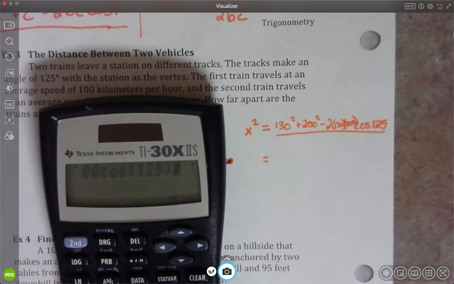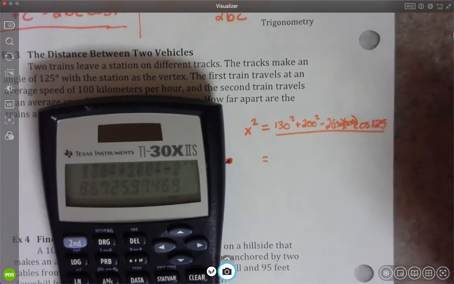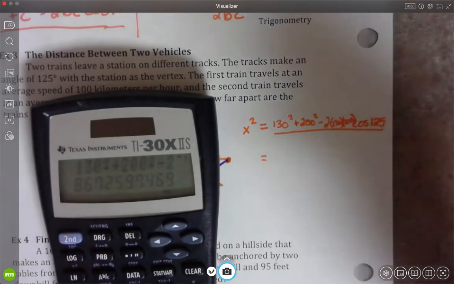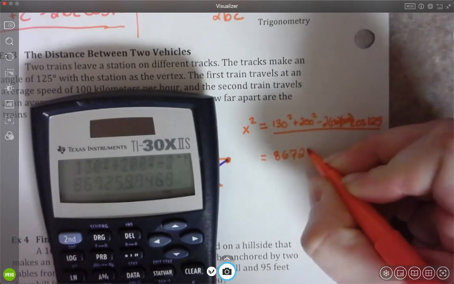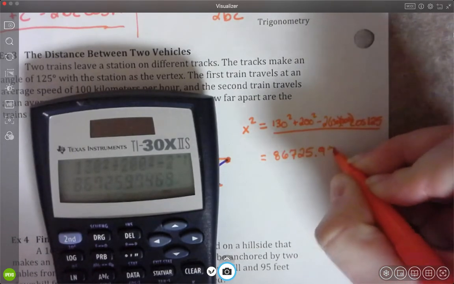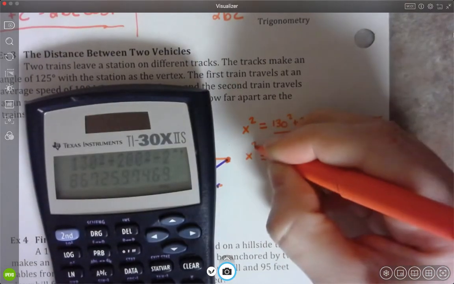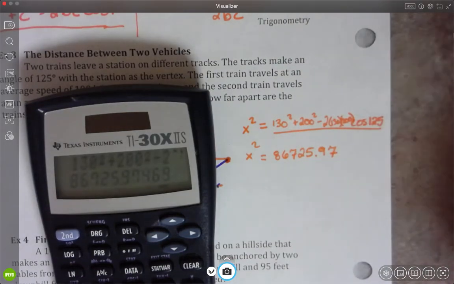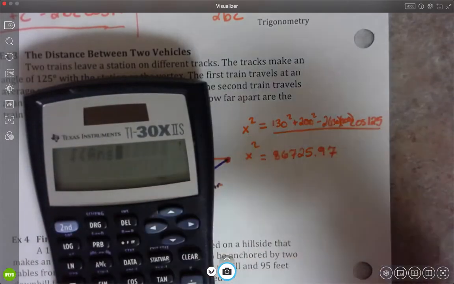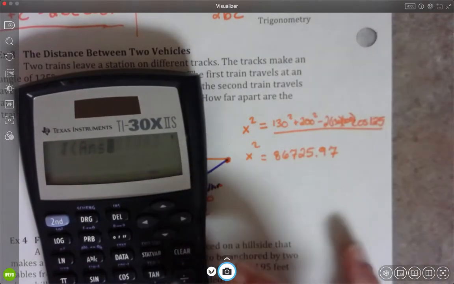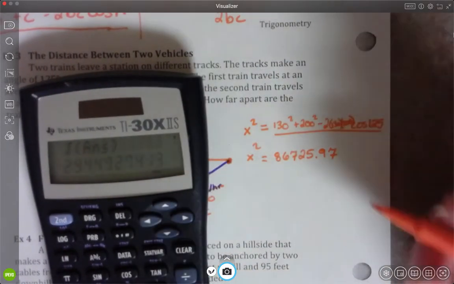Okay, so enter, and I got a huge number, 86,725.97 is what I got for my x squared. But that's just what x squared is. I need to take the square root of that. So I'm going to do the square root of the answer. Then I don't have to retype anything, and it uses the exact answer.